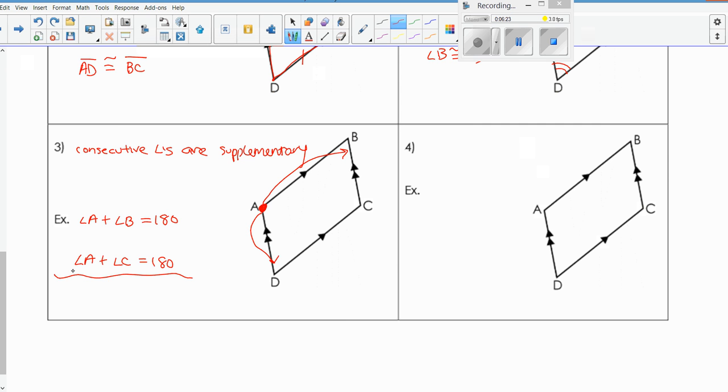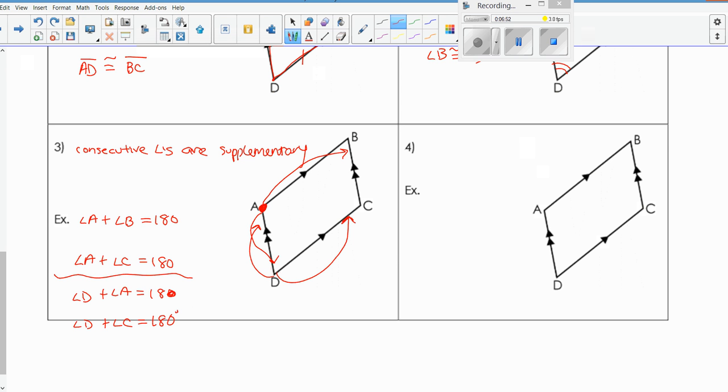For instance, I could say angle D, and then I could either go forwards to angle A and say that those two together are 180, or I could go the other way from D and say that angle D plus angle C equal 180. And then there's other combinations that I can do as well. Okay?